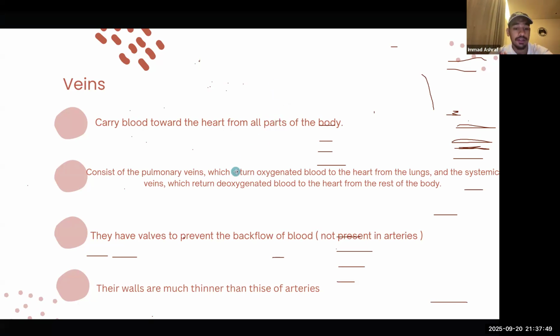Veins have valves to prevent the backflow of blood, and arteries don't have valves. So why do arteries not have valves? Can someone answer this? Someone answer why arteries don't have valves. I need someone to answer this.